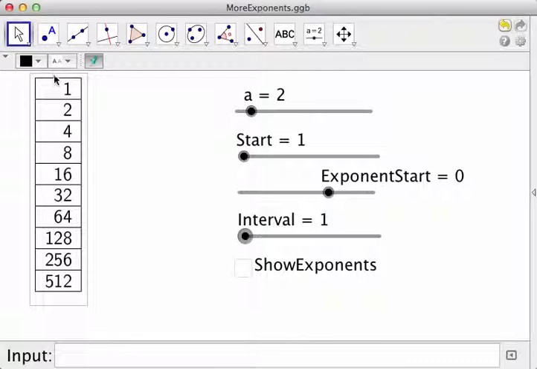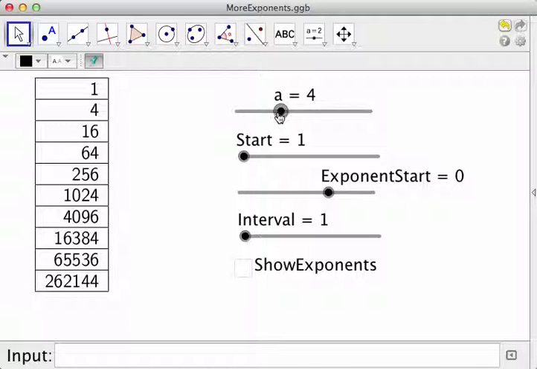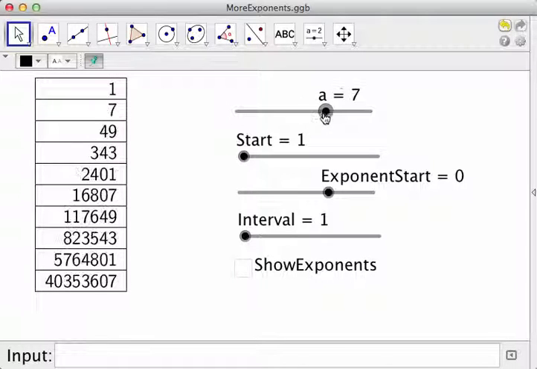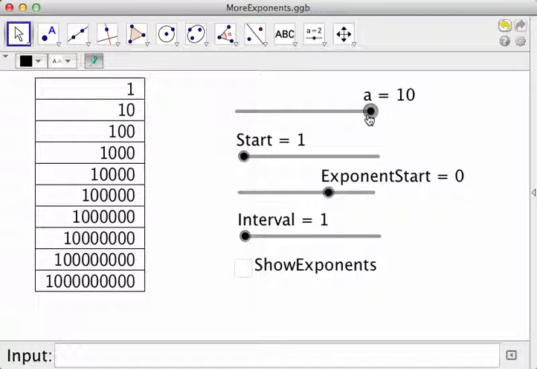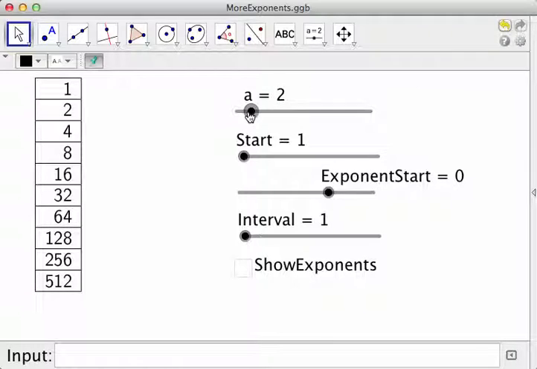Notice this table here. Take a look at it and see if you can figure out what the pattern is. Then I'd like you to see what it is that you think happens as I change the slider A, which is currently set at a value of 2, change it to 3, 4, 5, 6, 7, 8, 9, 10. Let's go back again. Notice I also could set it to 1. Let's set it at 2 again.